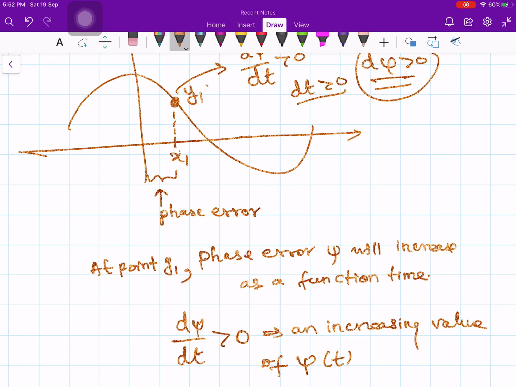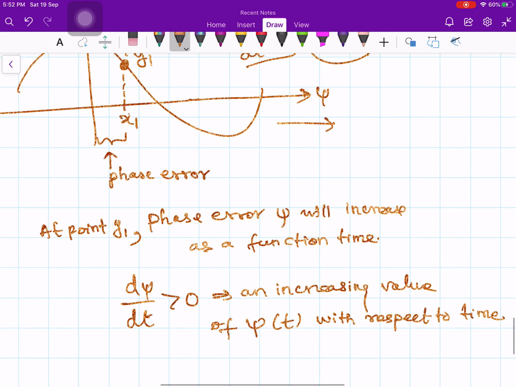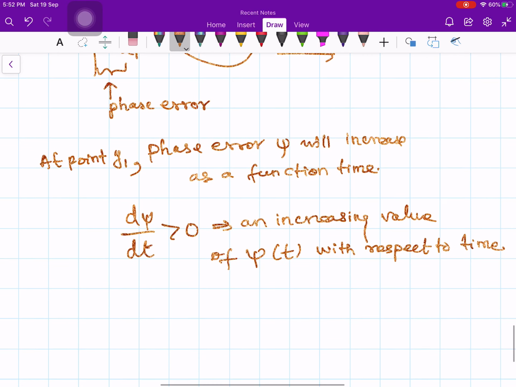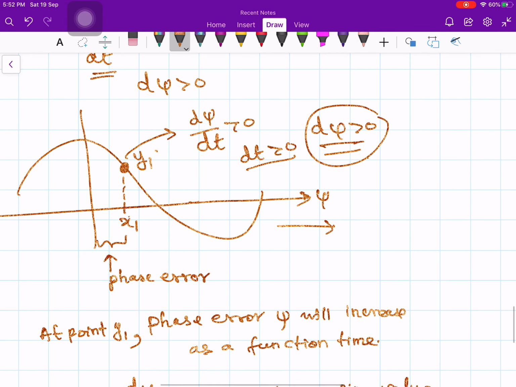Increasing value of psi of t means what? This is my x axis, so it is moving towards the right hand side with respect to time. This is a very important point we need to understand. I am talking about the temporal behavior, the time behavior of the signal. But in this plot we are not showing time behavior. This is psi and this is the derivative of psi. Of course, psi is a function of time. So, we are talking about the time behavior of the phase error.